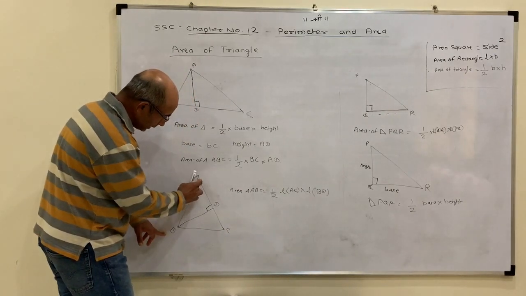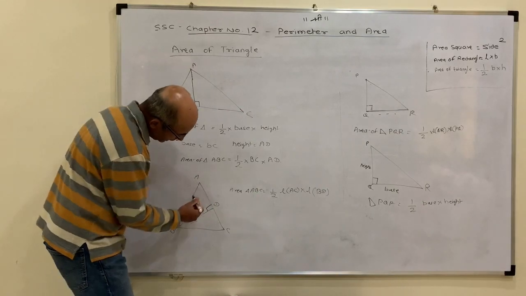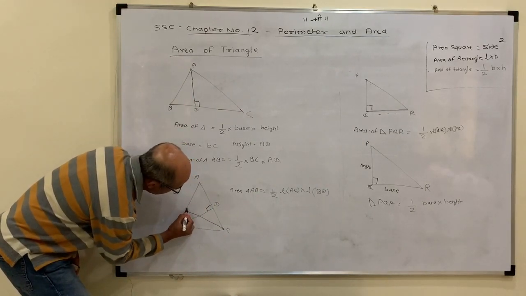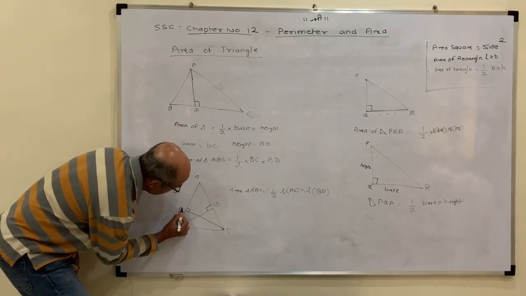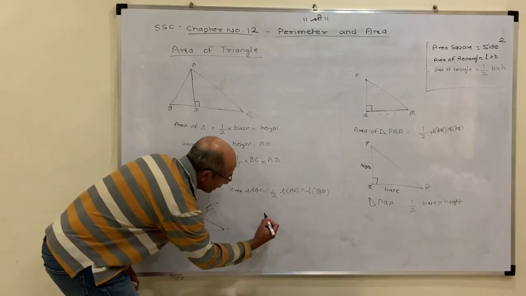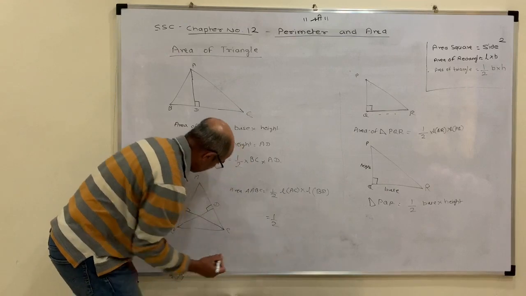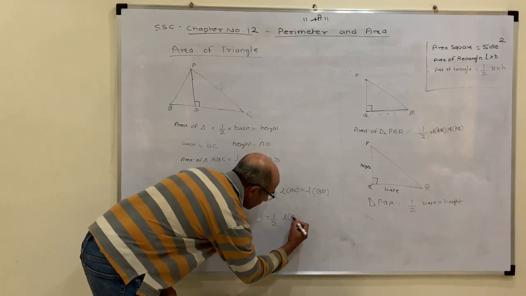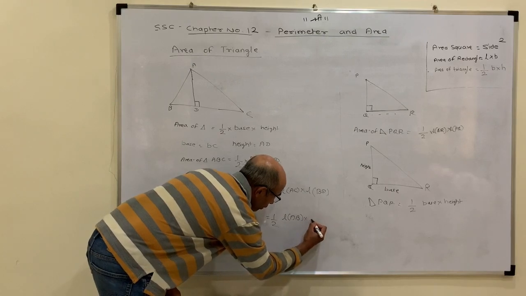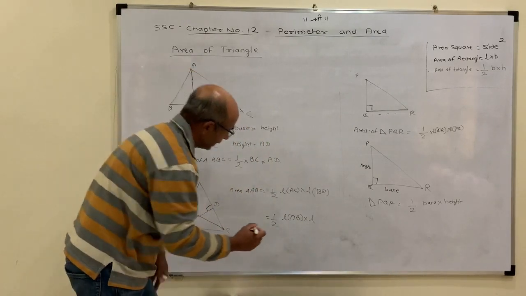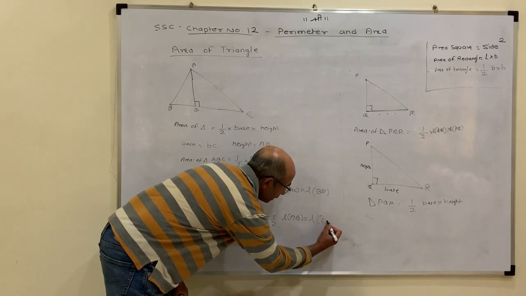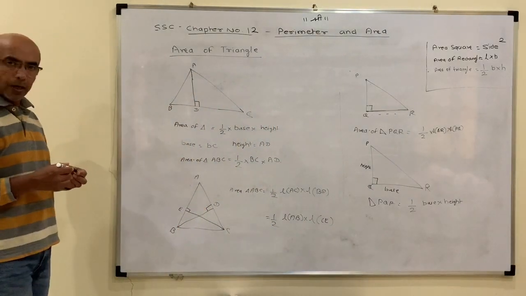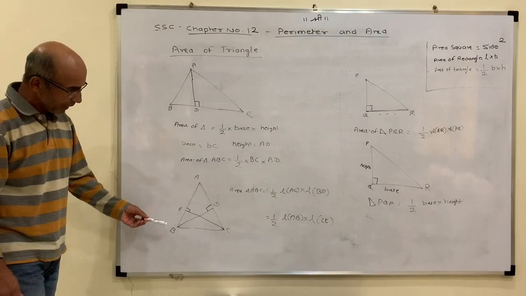If I consider AC as the base, my drop will come from this area and it will be 90 degrees here. So if I say AE, my formula can be half of, in that case, AB, which is length AB, into length CE. So here my base is AB and the height is CE.